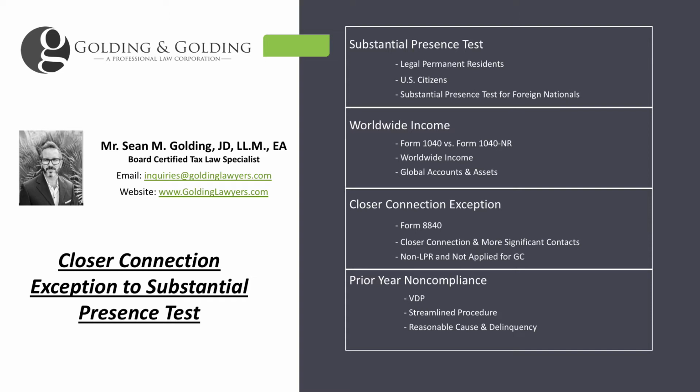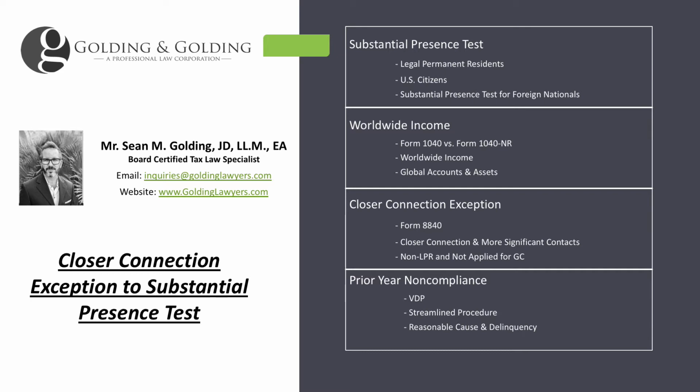So the U.S. taxes you on your worldwide income. U.S. taxation is based on something called CBT, citizen-based taxation, not RBT, residence-based taxation. And to confuse you even more, citizen doesn't just mean U.S. citizen. It means U.S. citizen, legal permanent resident, and then the third category, foreign nationals who meet the substantial presence test.